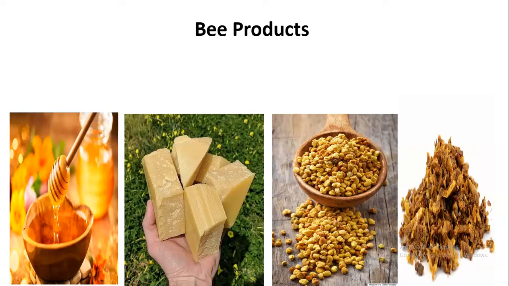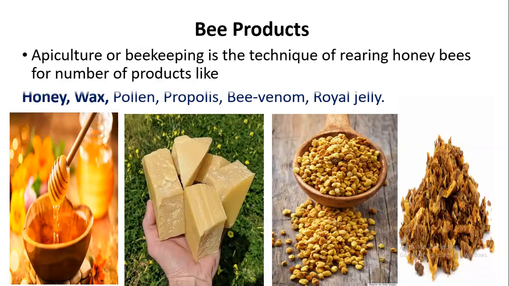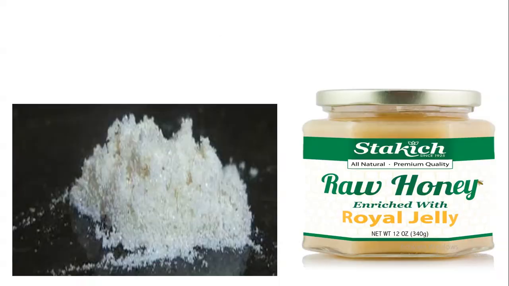Today we start with a new topic, the bee products. Apiculture, or beekeeping, is one of the techniques in which we do the rearing of honeybees so that we can obtain a number of products like honey, wax, pollens, propolis. We are also able to obtain the bee venom.